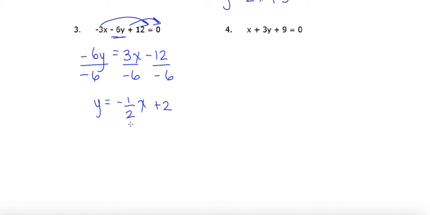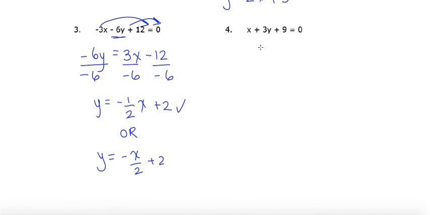And I can keep it as a fraction here. Some people might write this as y equals negative x over 2 plus 2. I prefer this version. That's my own personal preference. Because it's easier when it's written like this to identify your slope.